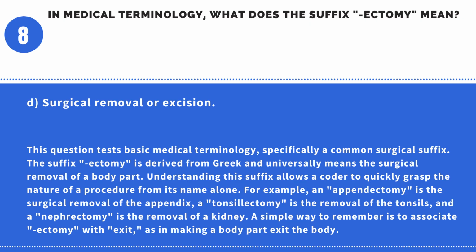This question tests basic medical terminology, specifically a common surgical suffix. The suffix ectomy is derived from Greek and universally means the surgical removal of a body part. Understanding this suffix allows a coder to quickly grasp the nature of a procedure from its name alone. For example, an appendectomy is the surgical removal of the appendix, a tonsillectomy is the removal of the tonsils, and a nephrectomy is the removal of a kidney. A simple way to remember is to associate ectomy with exit, as in making a body part exit the body.